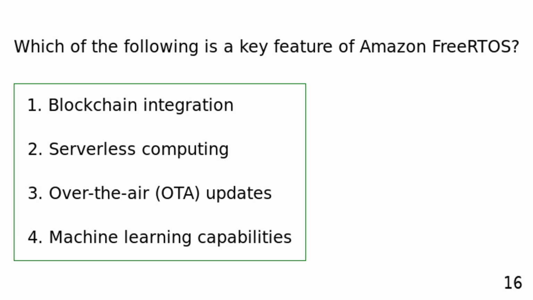Which of the following is a key feature of Amazon FreeRTOS? Blockchain integration. Serverless computing. Over-the-air updates. Machine learning capabilities.